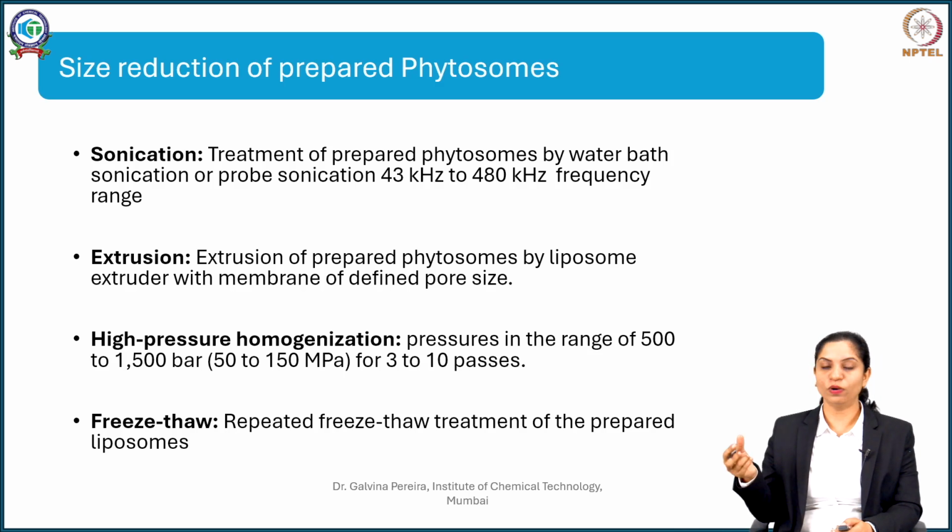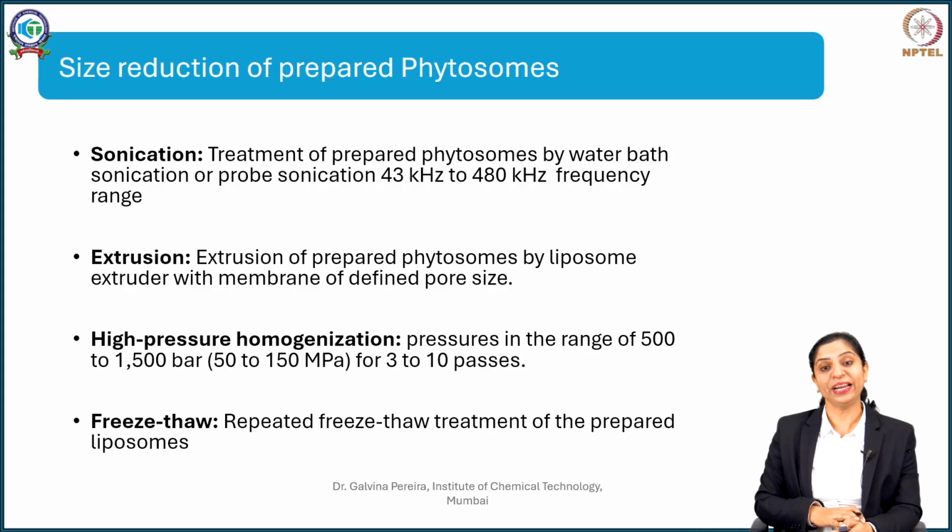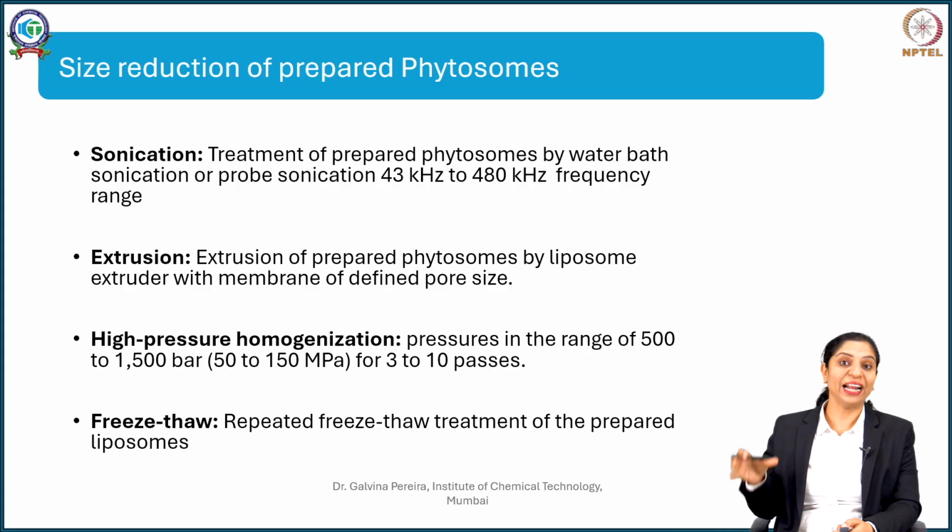Generally you can use what are called probe sonicators, which are nothing but rods. That is dipped into a solution containing phytosomes inside a water bath, so that the frequency travels through the water bath much more easily, and the frequency is kept really high, like 43 kilohertz to about 480 kilohertz. As you go towards higher frequency, there is a lot of in situ heat generation, and that might lead to deterioration, but if you work at higher frequency, there is a greater chance of getting small unilamellar vesicles. So the higher the frequency, the finer the vesicles you will get.